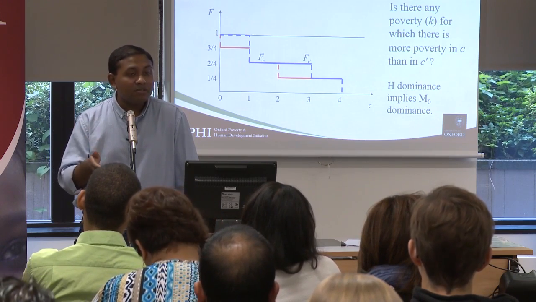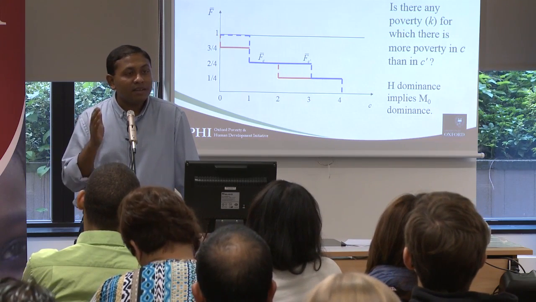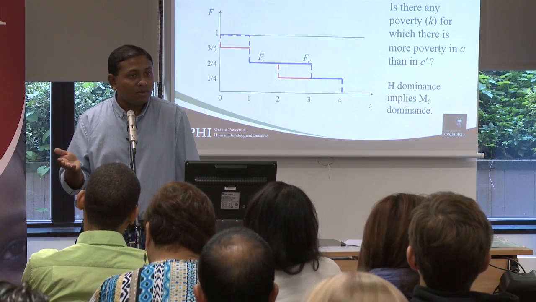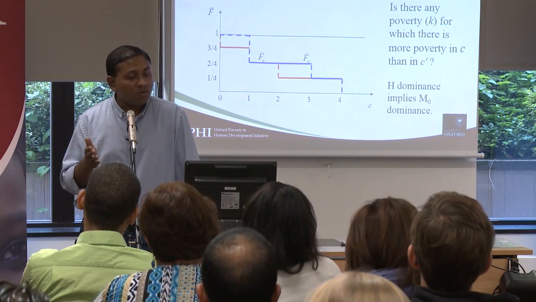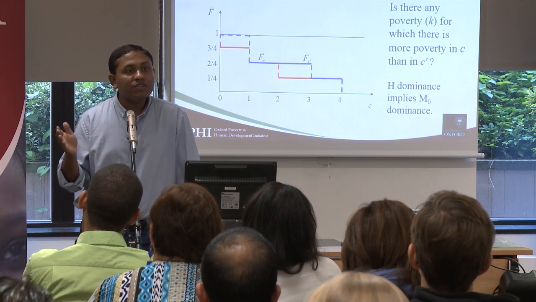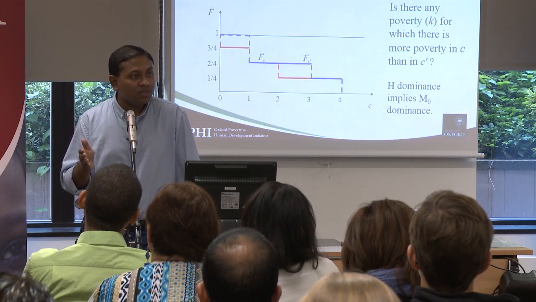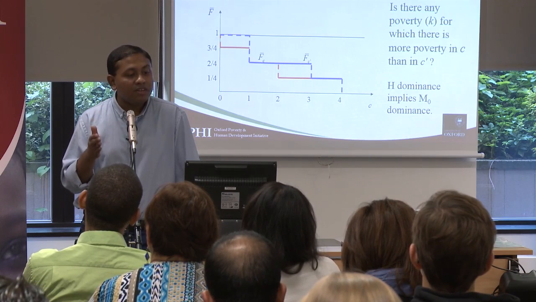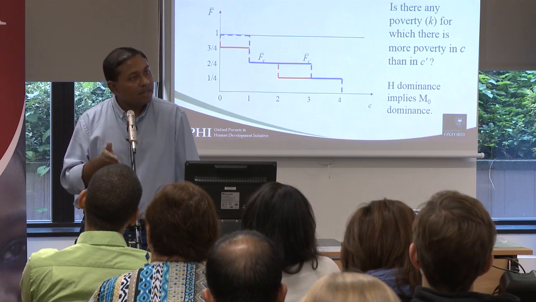If you select a value of, say, 1.5, how many people do you identify in red? 2. In blue? You see, you can never find a poverty cutoff where you are going to have higher poverty in the red distribution, because the blue distribution lies nowhere below the red distribution. So the blue distribution will always have at least as high poverty as the red distribution.